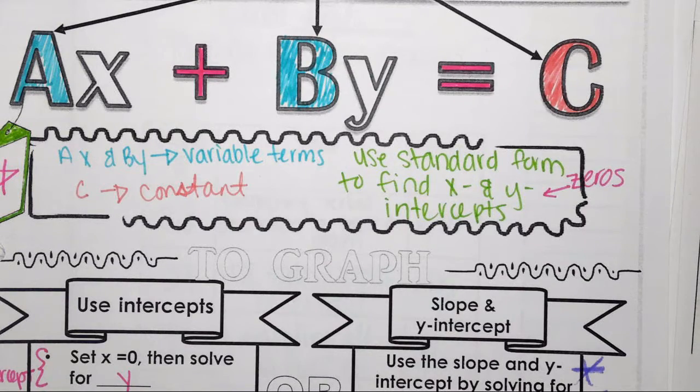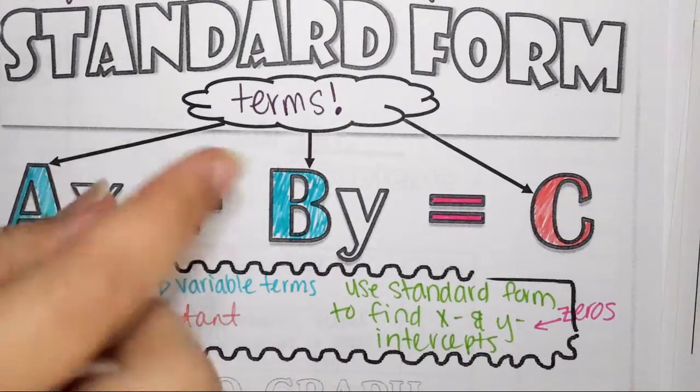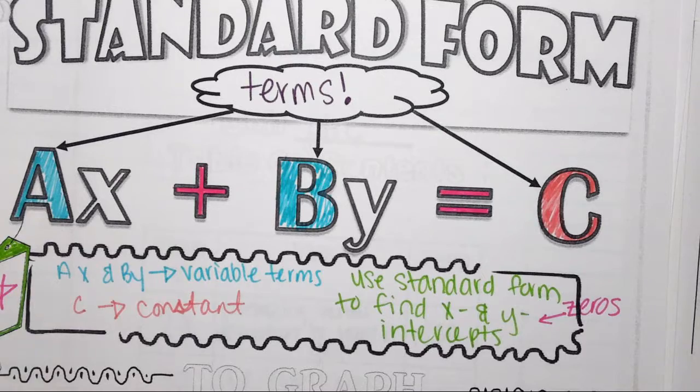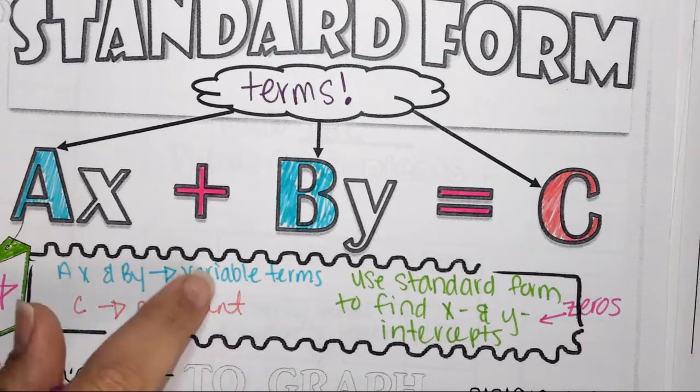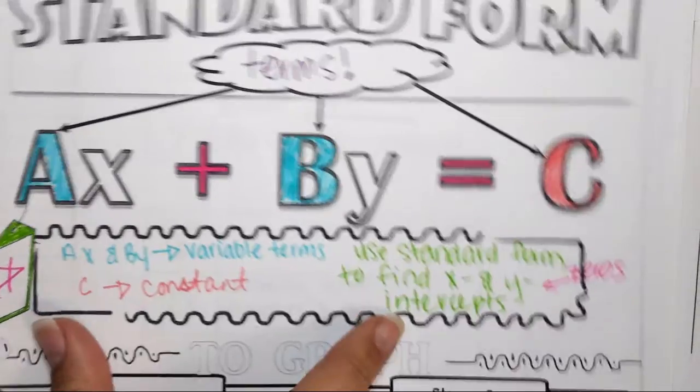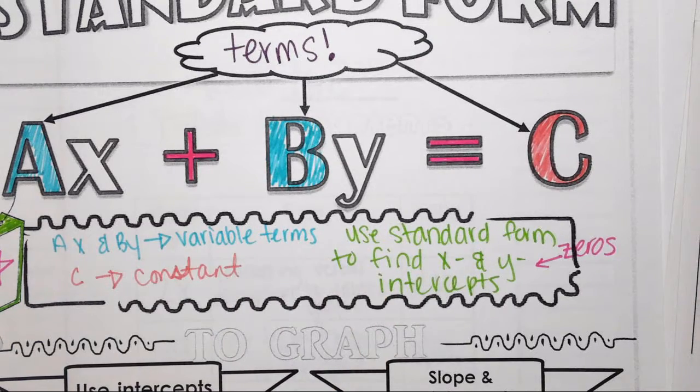Alright, so yesterday we learned about standard form. Standard form is when x and y are on the same side. Ax and By are your variable terms and C is your constant. We use standard form to find what? The x and y intercepts. X and y intercepts. Good. Those are also known as zeros.